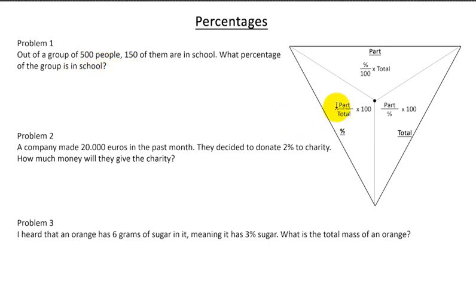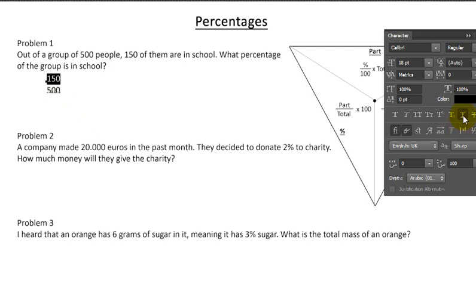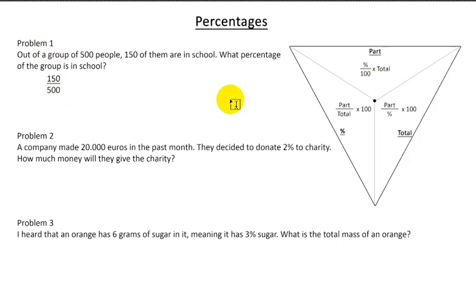So since we're here, we're looking for the percentage. What does it say we should do? We should take the part over the total and times it by 100. So that would mean I have to do 150 over 500. Let's put a line here. And yeah, I'm going to be writing it. I need to multiply by 100.